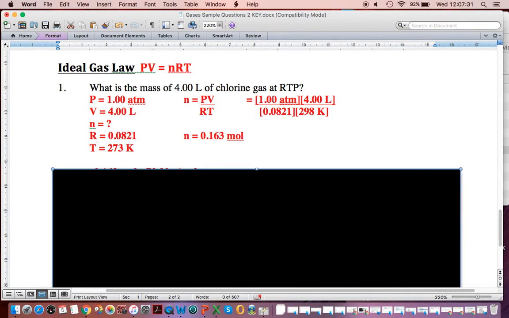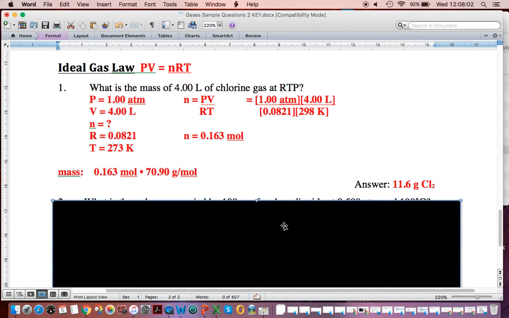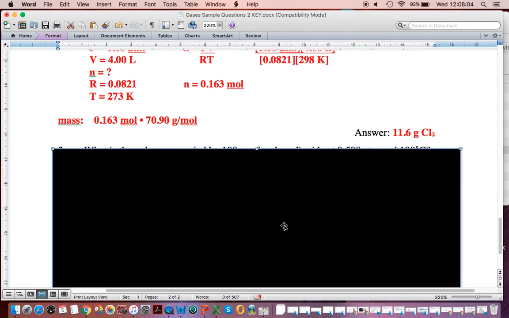My pressure is 1 atmosphere at RTP. My volume was 4 liters. Since I'm using atmospheres, I use the 0.0821. I didn't put in all the units for R. And I know room temperature pressure is 298 Kelvin. When I plug those numbers in, I get 0.163 moles. Now chlorine is diatomic, Cl2, so its molar mass is 70.90 grams per mole. So I take that, multiply by the 70.90, and I get 11.6 grams.